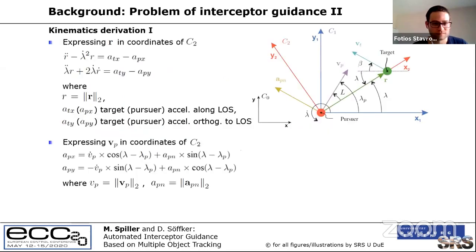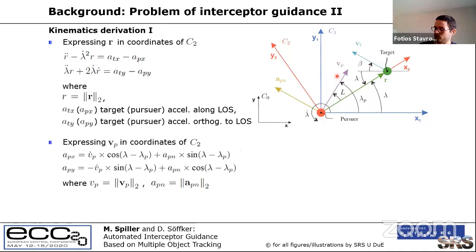In the following, kinematic equations are derived in order to minimize the distance between the pursuing object and the target. The LOS vector R is differentiated 2 times using Euler's differentiation rule and expressed in coordinates of the coordinate system C2. Then, for the x-axis, the first differential equation is achieved, and for the y-axis, the second one.